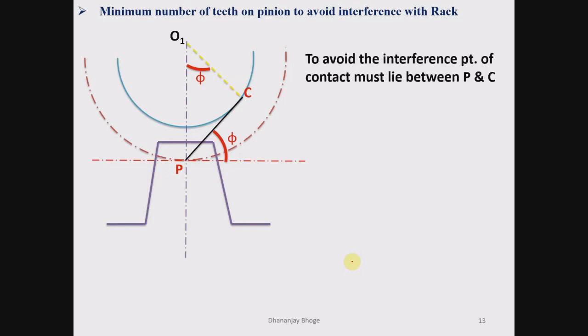Now, to avoid the interference, what we have seen, the point of contact must lie between P and C. At the instant shown, when the rack tip is in contact with the pinion tip at pitch point, path of contact is PC. Correct. And to avoid the interference, our point of contact must not go inside the base circle. It should not go beyond point C. So it must lie in between PC.